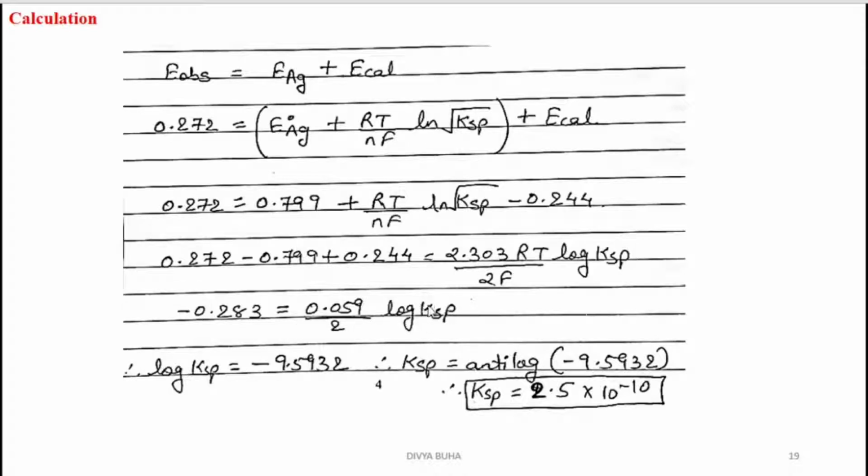Now we want to determine the KSP. So take log KSP. This 2 would go to that side and this will come downwards, so you will be getting minus 9.5932. If we take the antilog on that side, KSP would be equal to the antilog of minus 9.5932, and the answer would be 2.5 into 10 raised to minus 10. So this is the solubility product of silver chloride, that is 2.5 into 10 raised to minus 10.